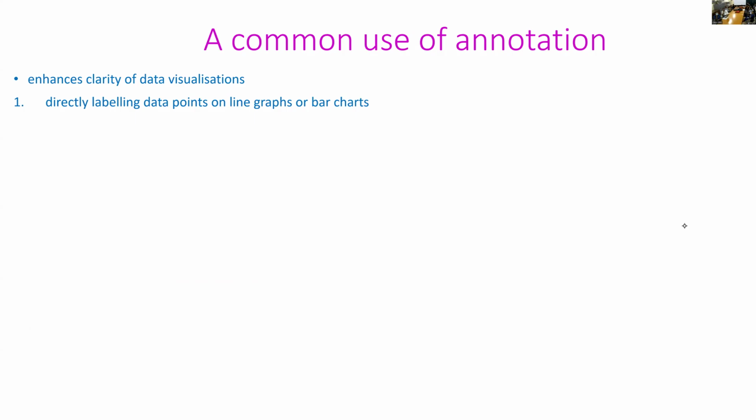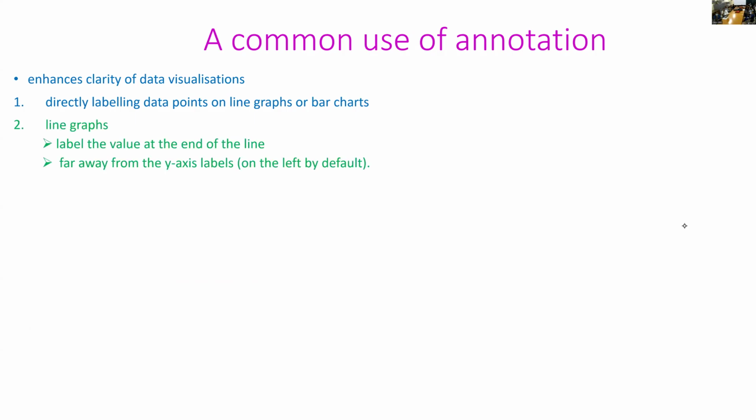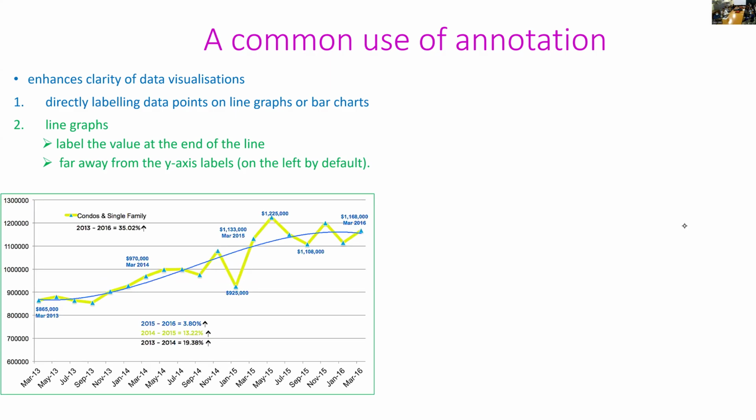Or bar graph, like I showed you earlier, you can label the values. You can put the label at the end of the graph or at the beginning of the graph. So let's look at this. You can see that this is time on the x-axis, and this is the price of houses which are condominiums on the y-axis. And you can see as time goes on.